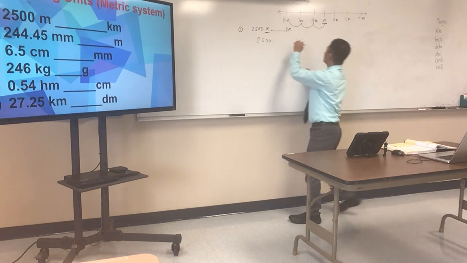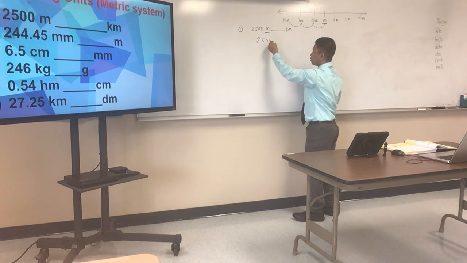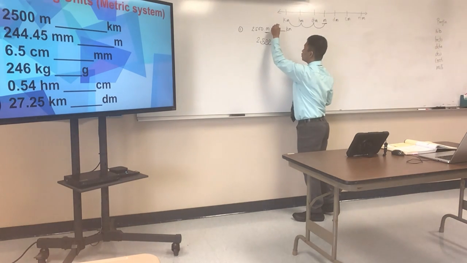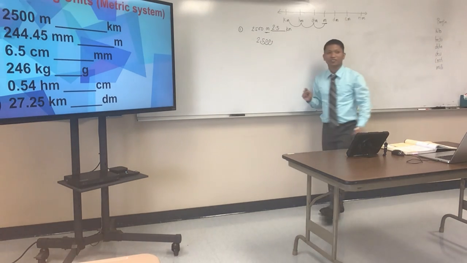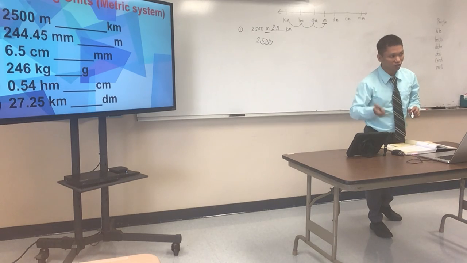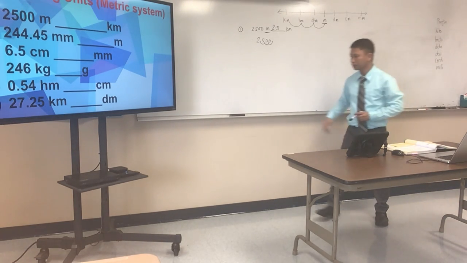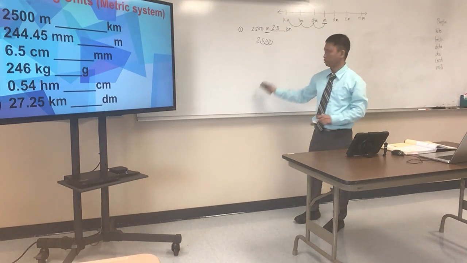So we just move from here going to the left. We move 3: 1, 2, 3. So that would be 2.5. 2.5 is the same as 2.500. It's easy, right? We just move the decimal point.